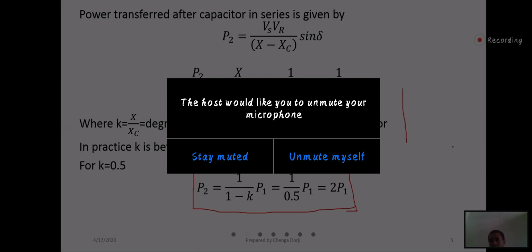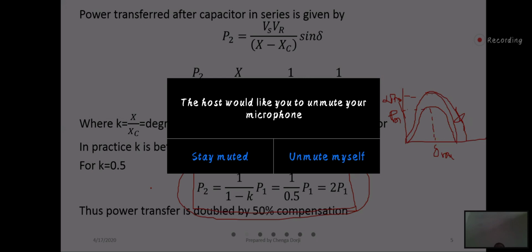Now if you see this power angle characteristic, this is your Pmax at del max. This is without compensation. Now if you compensate it, the power will become 2Pmax, double. So this is the advantage: it actually increases the power transfer capability of the system. This is how it is proven. So this power system is stable. Power transfer is doubled by 50% compensation.